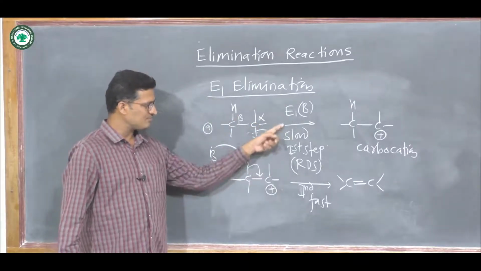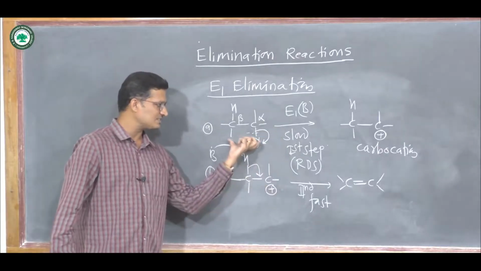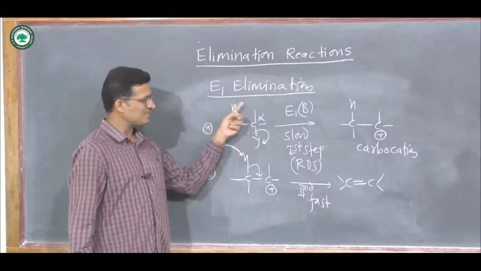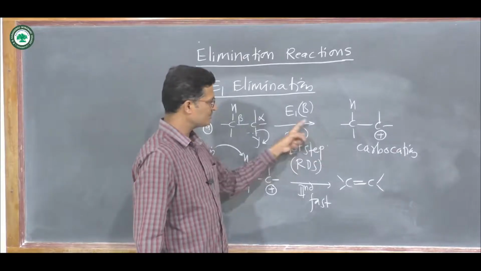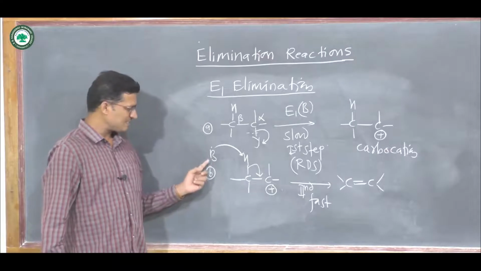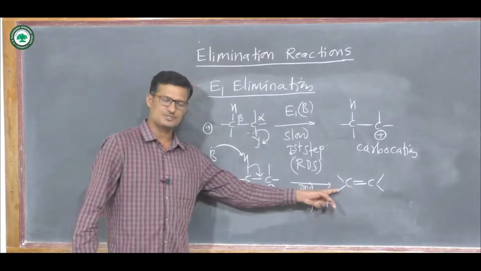Because what happened, which is the first step? The first step is a slow step, and in the slow step only the reactant, or this substrate, is taking part in the reaction, and there is formation of a carbocation. So the base is not taking part in the first step, which is the slow step. The base abstracts the proton in the second step, and there is formation of the product.